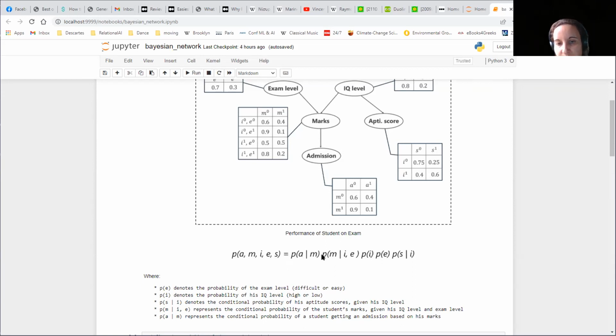So this probability distribution can be written as the conditional probability distribution of A given M. The marks depend only on the exam level and the IQ level, so multiplied by the probability distribution of M given I and E. I depends on nothing, it is a top level node, P(I), the same thing as P(E). And the aptitude score also depends only on the IQ level, so the probability distribution of S, the aptitude score, given I. So that's how we can factorize the whole joint probability distribution of all the variables.